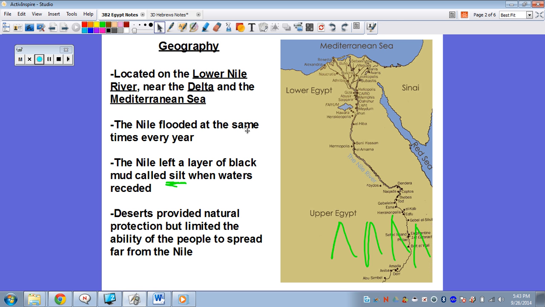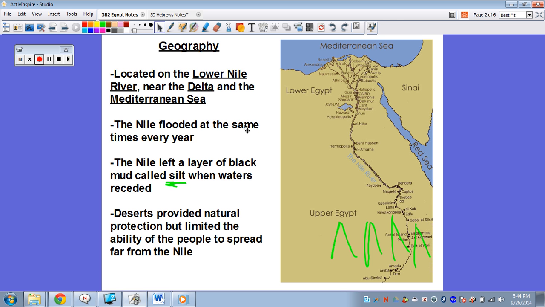Also, when the Nile would recede back to its normal banks, it would leave behind a black layer of mud that was called silt. Now, this was extremely rich in nutrients and would help replenish the soil after farming and made it very, very good farmland.